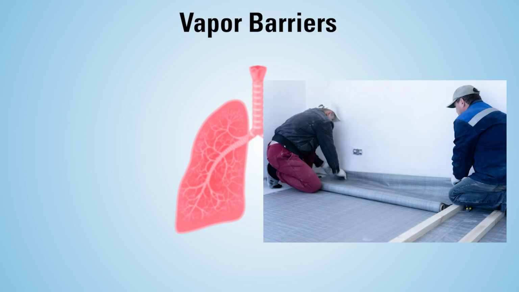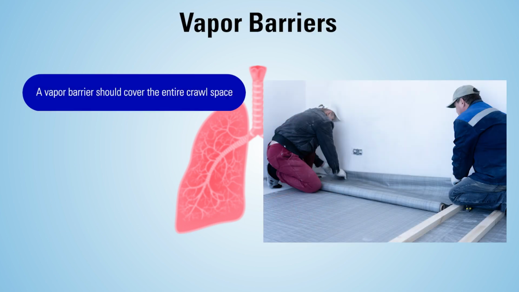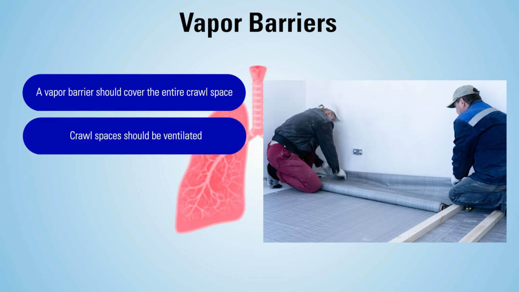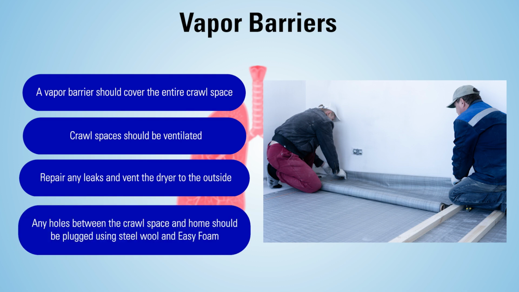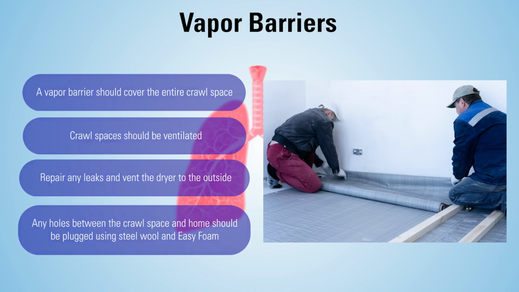To further reduce moisture allowed in the home, a vapor barrier should cover the entire crawl space. Crawl spaces should also be ventilated. Repair any leaks and vent the dryer to the outside. Any holes between the crawl space and home should be plugged using steel wool and easy foam.